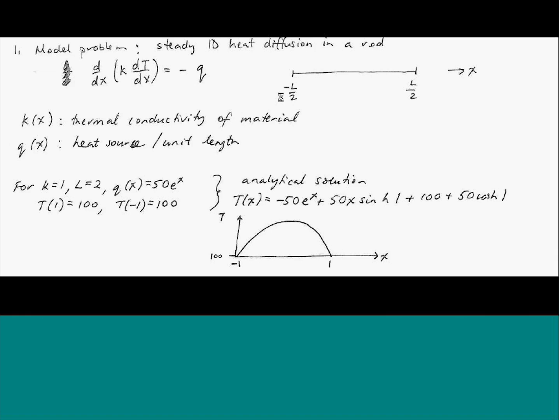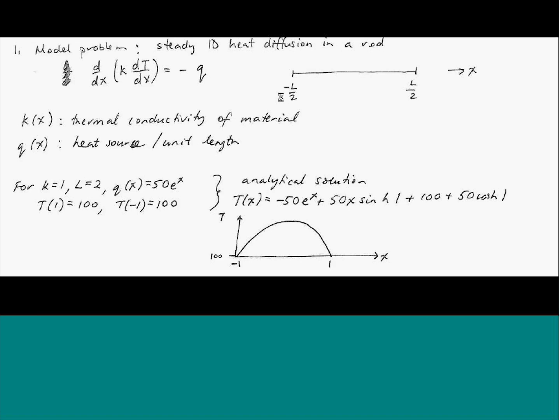But let's start off by thinking about our model problem. So a model problem just means a simple problem that we're going to use to develop things on. And so the model problem, again, is steady 1D heat diffusion in a rod. And the PDE should be pretty familiar to you by now. It's d by dx of k dT dx equal to minus q. We're thinking about a 1D domain.